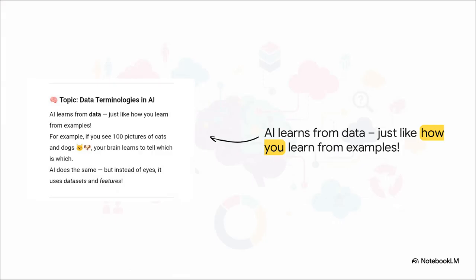So what's the big secret behind AI? Honestly, it's simpler than you think. An AI learns almost exactly the same way we do, from looking at examples. Think about it. You see enough pictures of cats and dogs, and pretty soon your brain just knows how to tell them apart. Well, AI does the exact same thing, but instead of using eyes and a brain, it uses things called data sets and features.